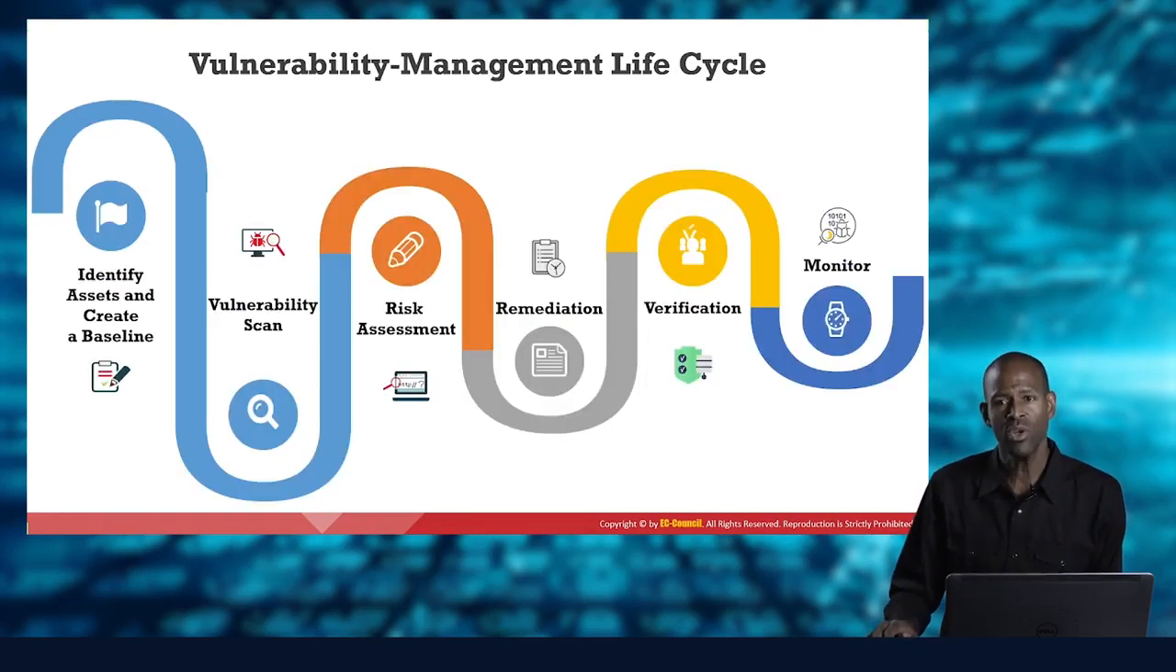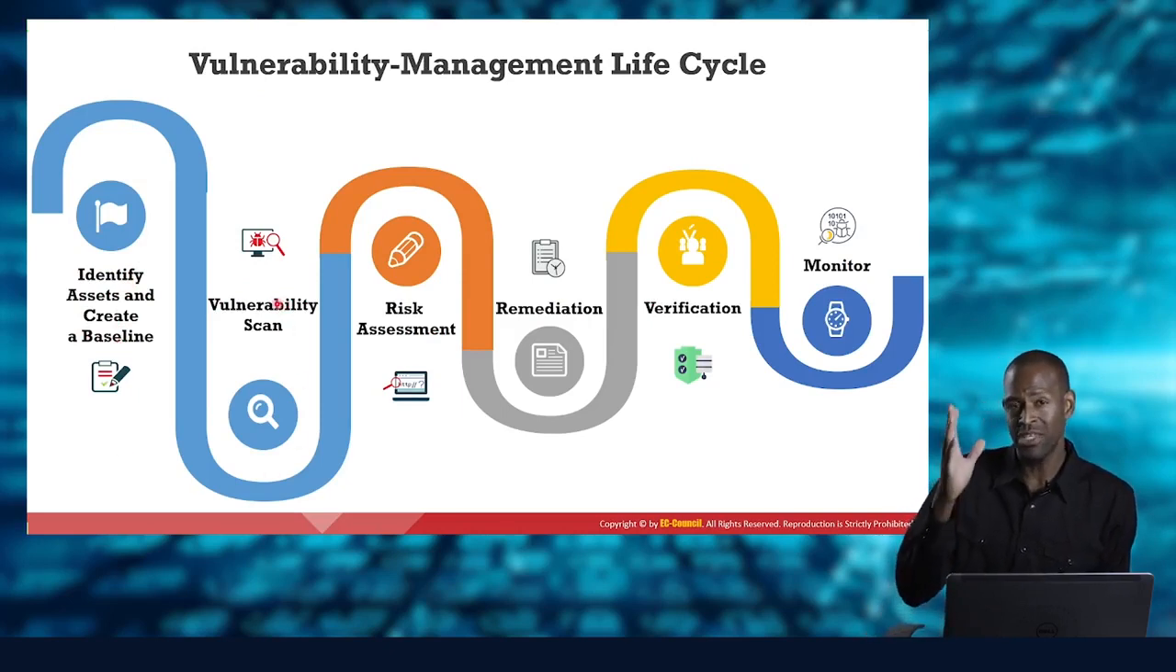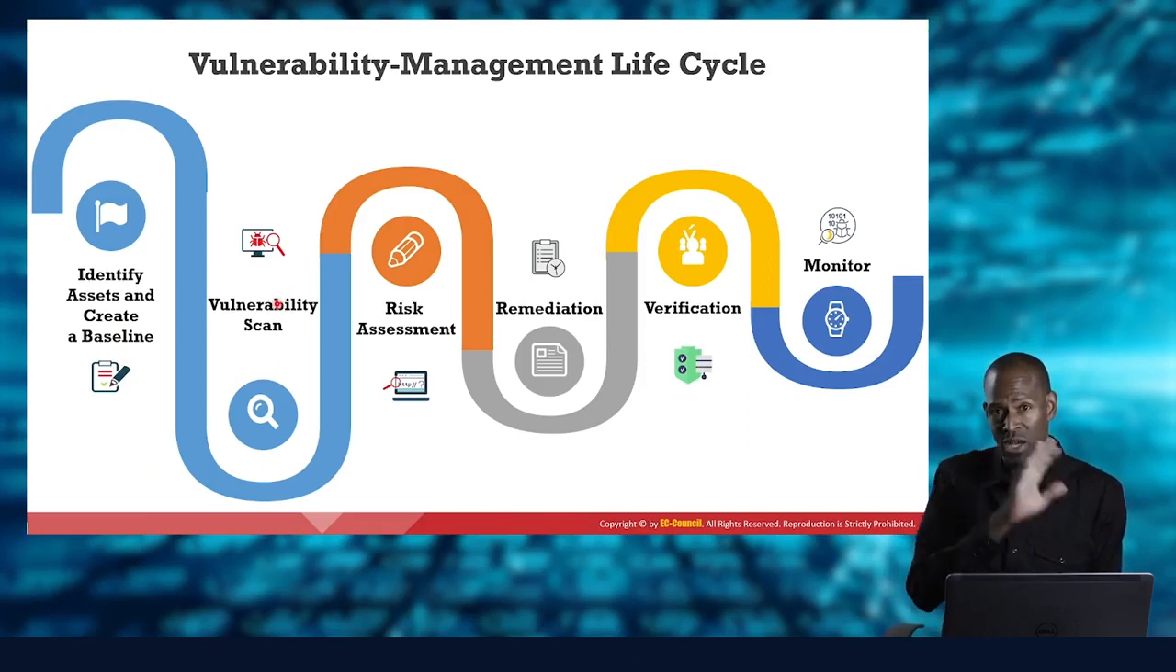So what are we going to do with the vulnerability management lifecycle? We're going to, number one, find out what we have: do asset identification, creating a baseline. Number two, we're going to use all of the techniques, or some of the techniques, that we saw on the previous page to do a vulnerability scan. So for instance, we might run an automated scan and then move into manual scans for areas that require it.